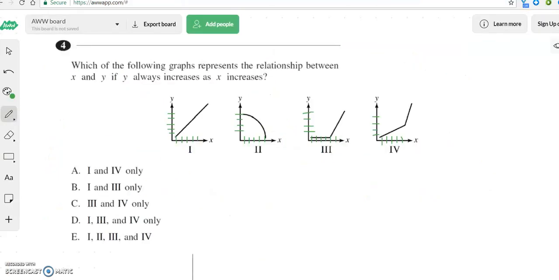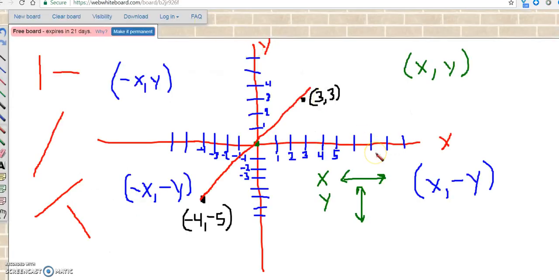Now back to our question. The question is, which of the following graphs represents the relationship between X and Y if Y always increases as X increases? What that means is that if I have a point that starts on the 1, 0, which is where I am right here, X has to increase as Y increases. Does that make sense? Are you seeing this pattern here?